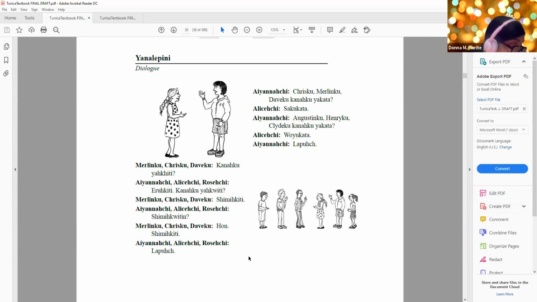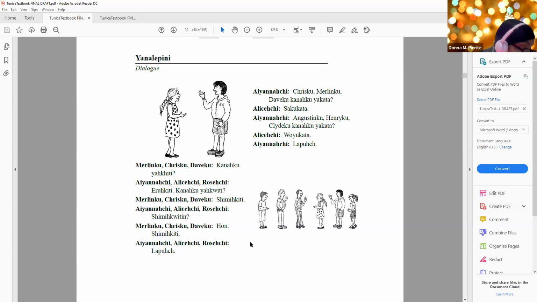And then the guys are either going to answer home or aha. What did Merlin, Chris, and Dave answer? You see it? Yes, we are playing. Yes, home. Shimikite. Okay, you still with us? You see where we are? Shimikite, that means all yes. Lapu. Now that does not mean to play an instrument. That means to play like games and stuff. It's different types of playing. We have a different word for playing an instrument.